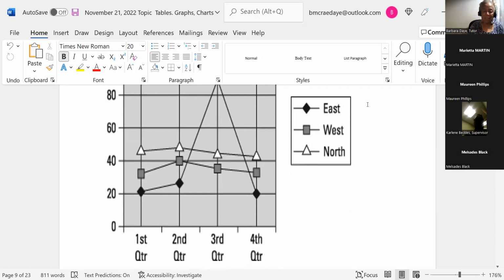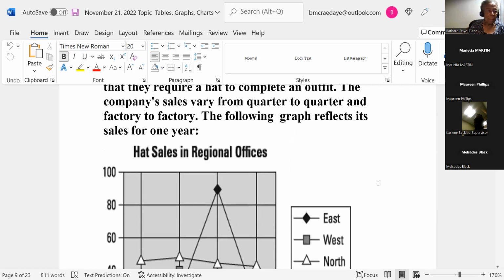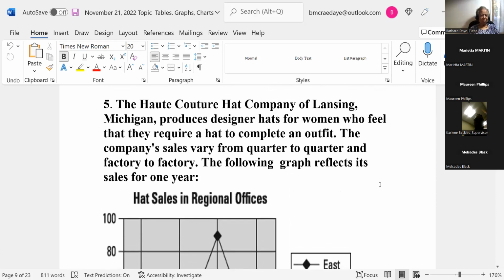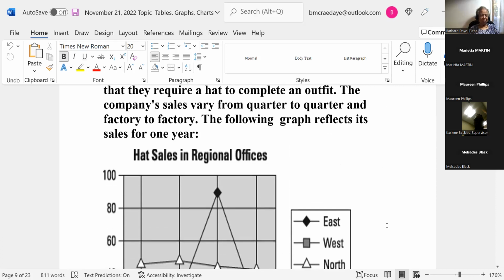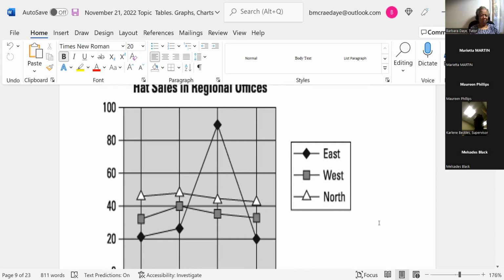Miss, a question. Yes, Mercedes, question? I didn't see it in the reading. So are those details about the west and the east and the north in the reading? Is it in the reading? Well, no, it's at the side. You have a legend.